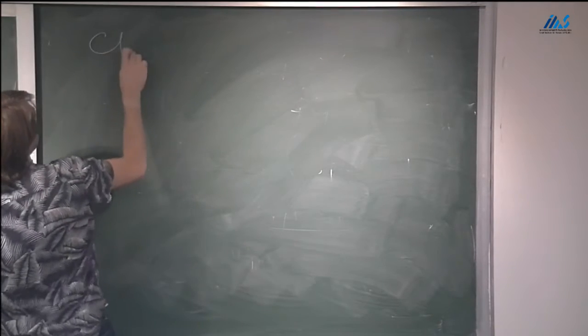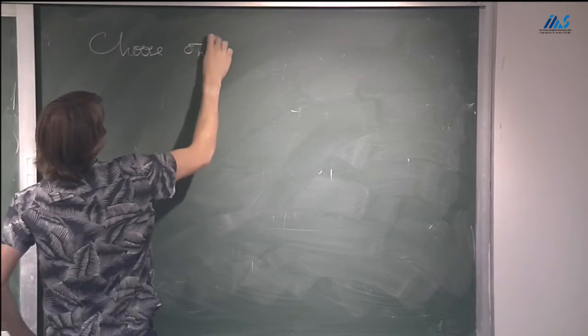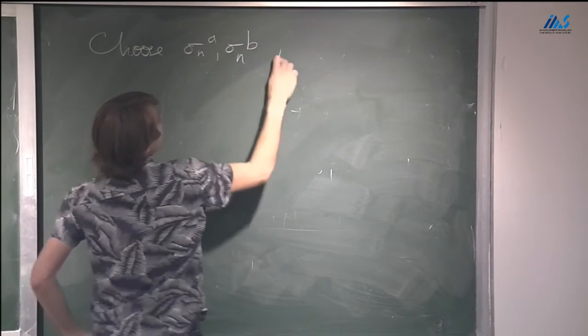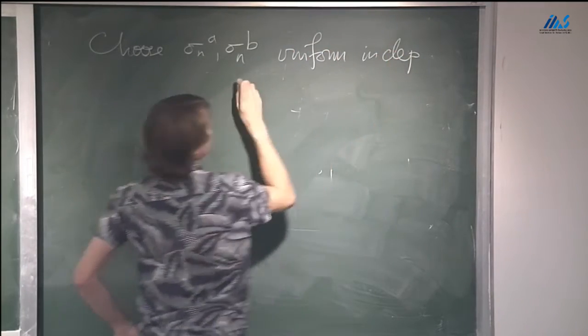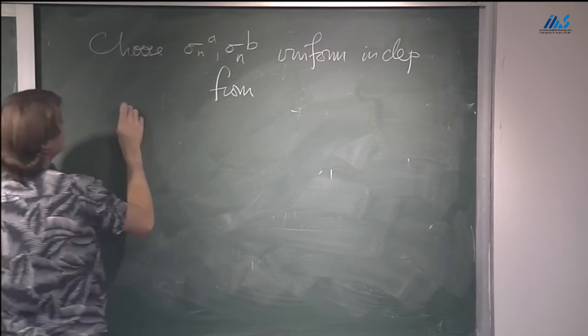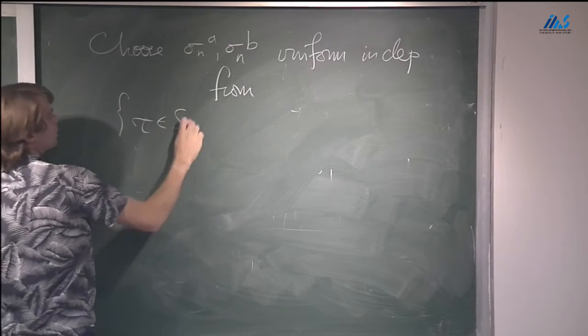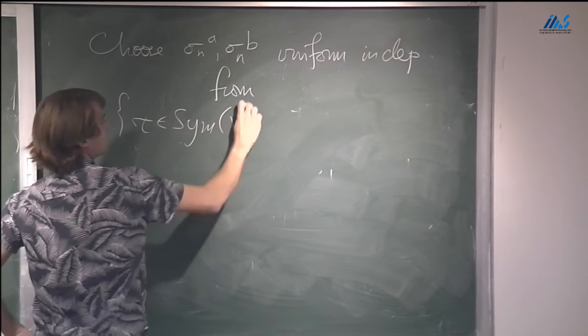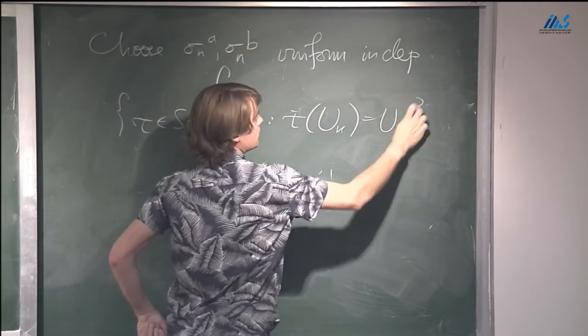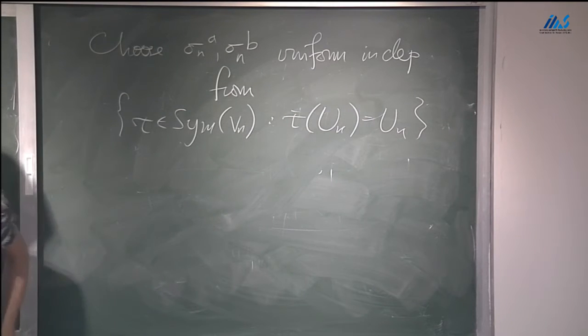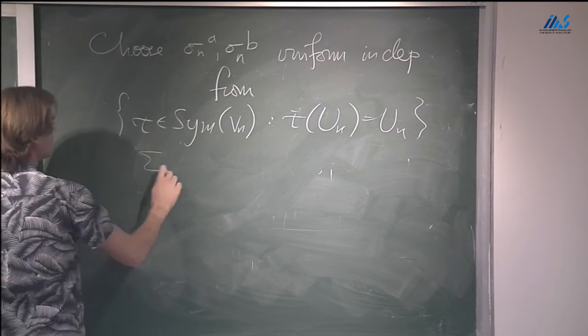So now choose uniformly, independently from the subgroup of those tau in the full symmetric group such that tau of Un equals Un. So nobody can cross from one side to the other under these two. Okay, and those are going to generate your Sofic approximation.